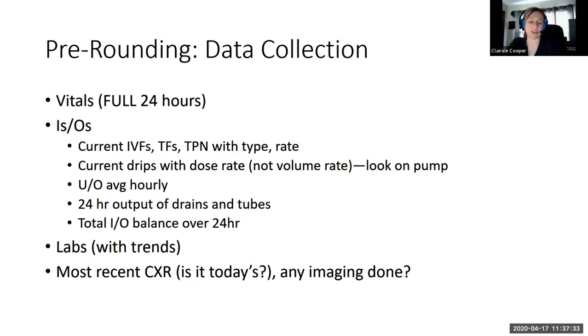You'll want to look up the patient's labs in addition to trends. We'll talk more about that by system. And then you'll want to look at their most recent chest x-ray, as well as any other imaging done in the last 24 hours, taking note of when it was done. So a lot of times when you're pre-rounding, the chest x-ray won't be done yet. It's still good to look at yesterday's chest x-ray, especially if the patient is new to you, but do take note if you still need to follow up on today's chest x-ray.